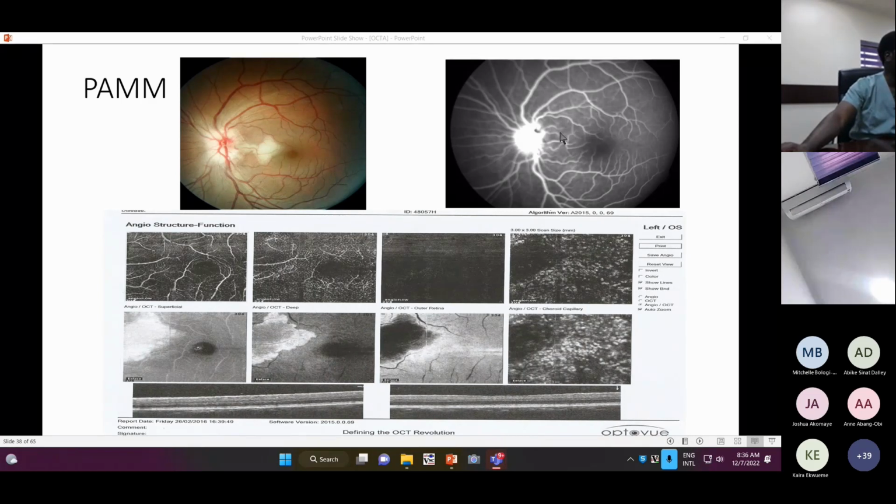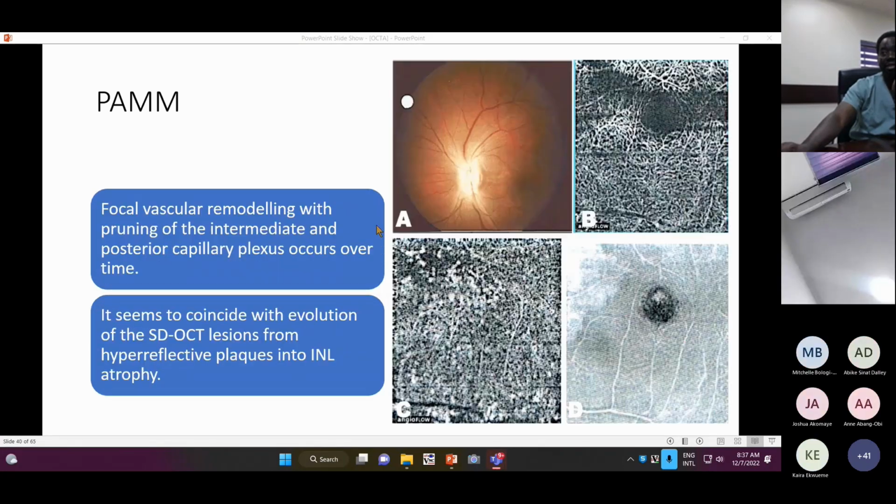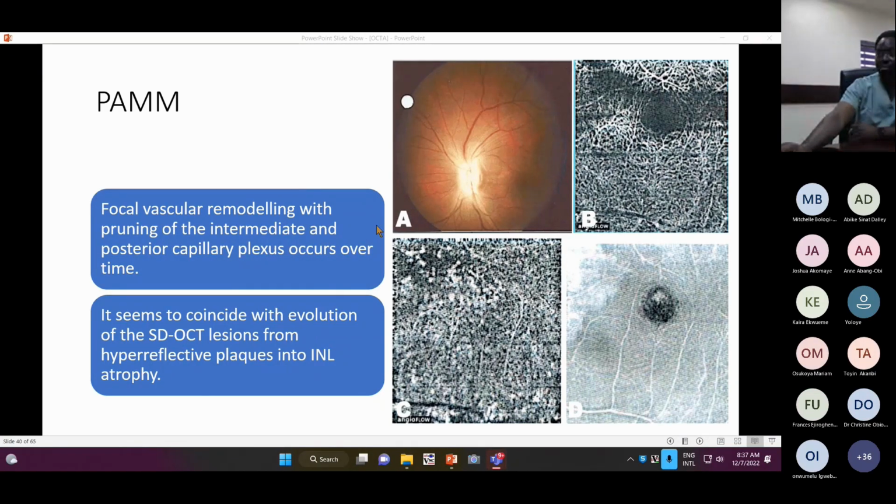And you probably think, what does this mean? But on OCT angiography, you are able to see, at the deep layer, the area of vascular capillary loss. And these are SLO images also that can tell us the changes. So that's our patient, and after management, you can see that it clears out. That's one of our presentations. There's focal vascular remodeling with pruning of the intermediate and posterior capillary plexus over a period of time.